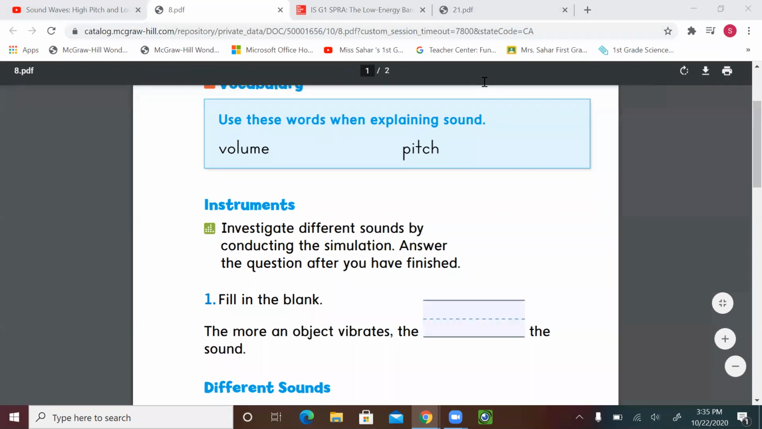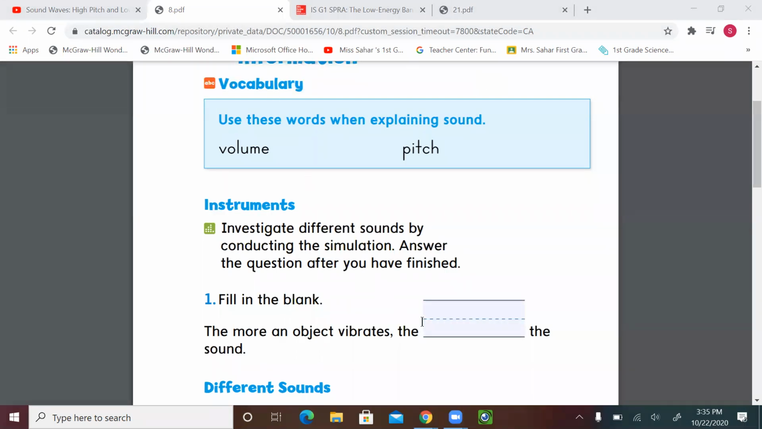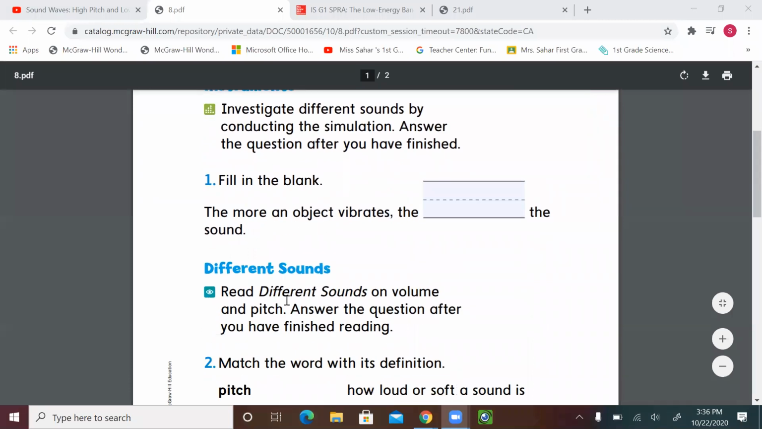So let me write this down. So the more an object vibrates, the louder the sound. Very good. All right. Let me clear this and go for the next part.